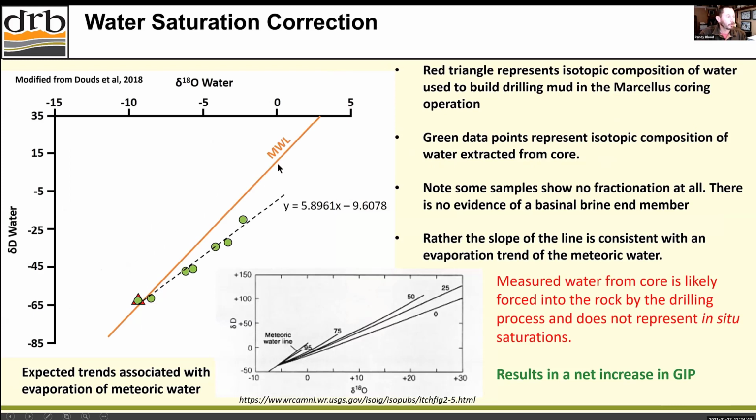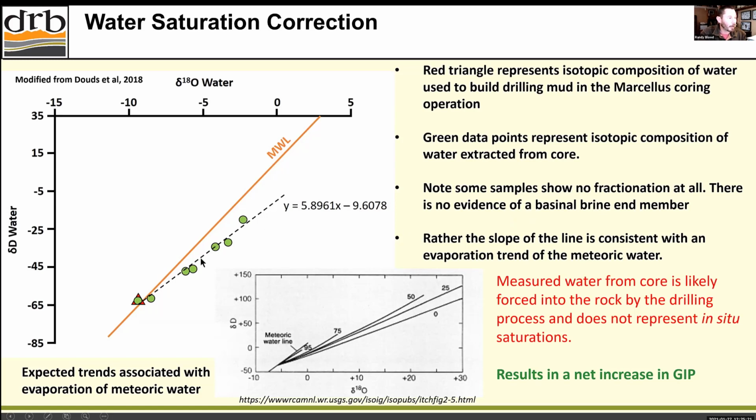Well, what we found when we did that was we extracted the water from cores. We had the composition of the water that was used to build a coring fluid, and that's in the red triangle. And then when we start plotting the isotopic composition of the water coming out of the core, we realize that it's all over the place, and some of it shows absolutely no fractionation from the water that we used to build the coring fluid in the first place. And what we found after plotting this is that these values plot right along an evaporation trend that we would expect to see from meteoric water.